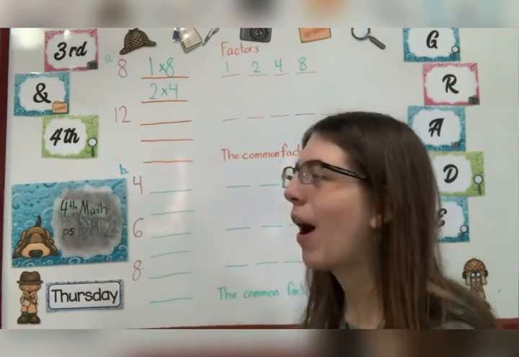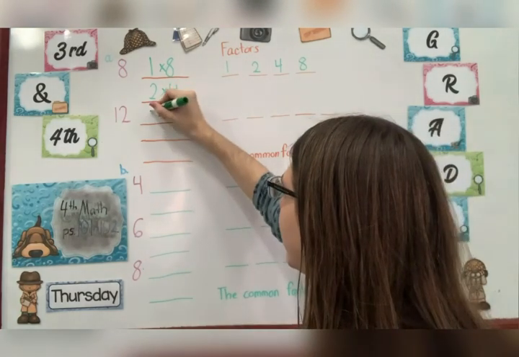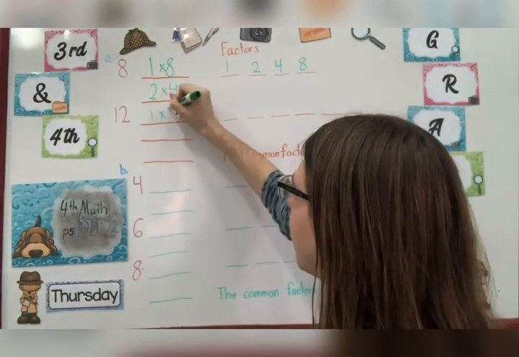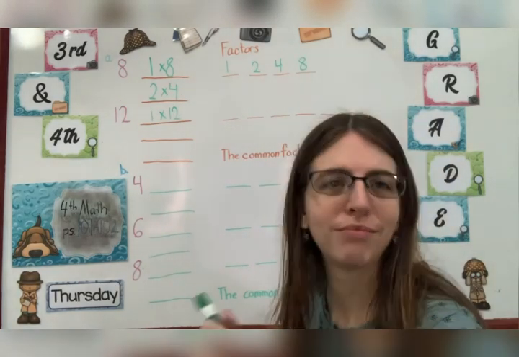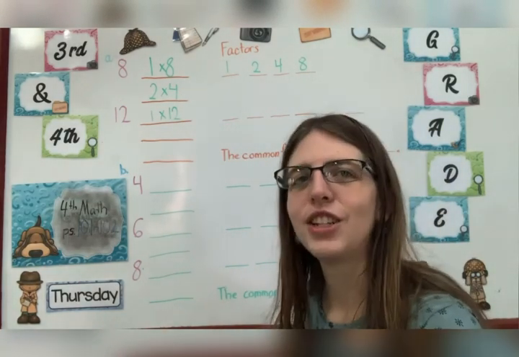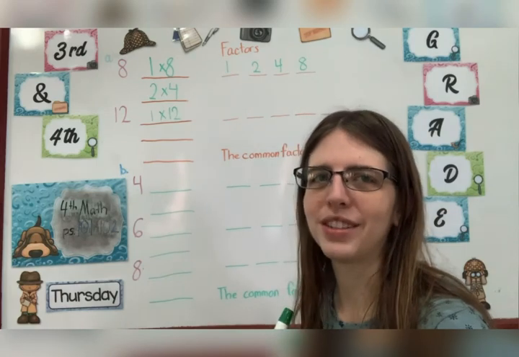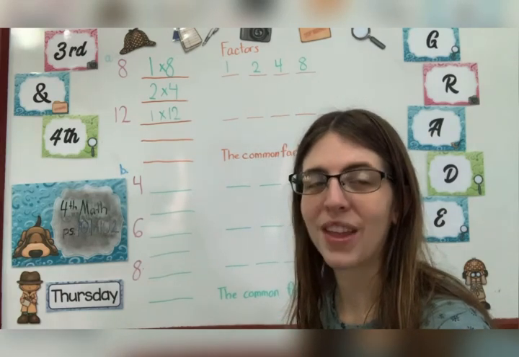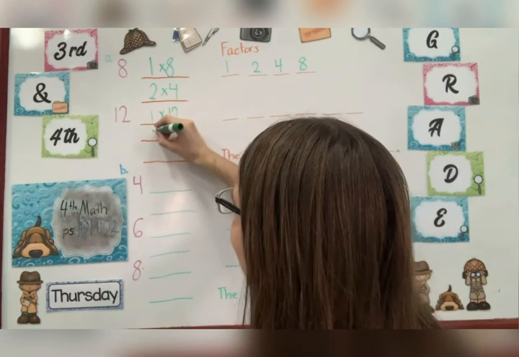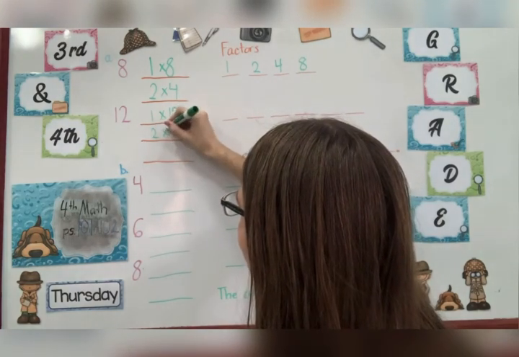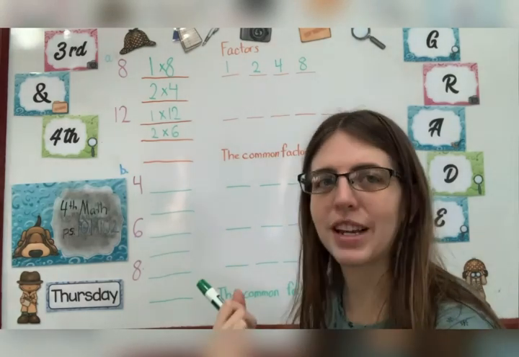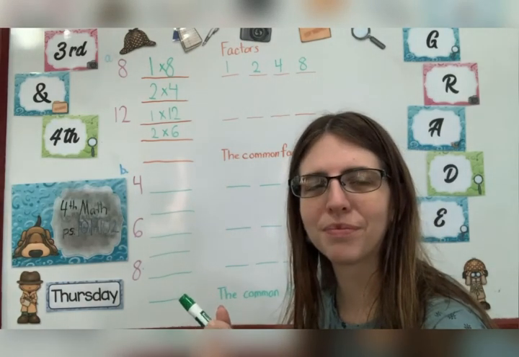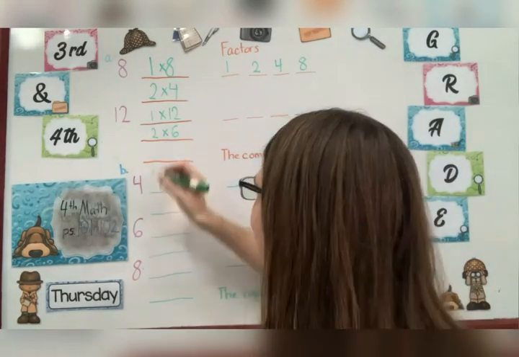Okay, let's do 12. We always start with 1 times the number itself. That's always the first pair of factors. Okay, but what else? Well, let's go to 2. 2 times what equals 12? 2 times 6, very good. Okay, now let's try 3. 3 times something equals 12? Yeah, 3 times 4.